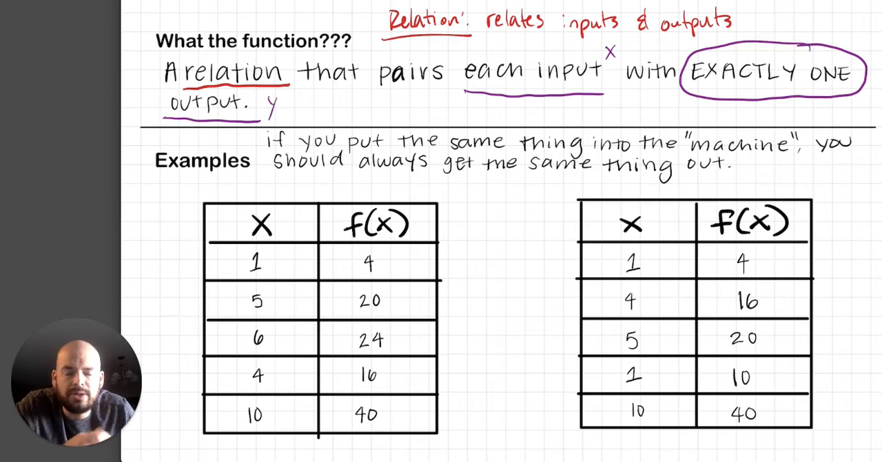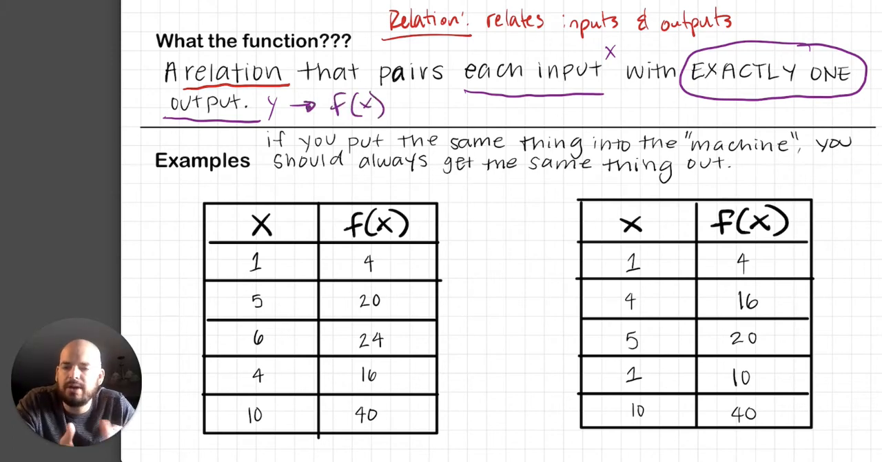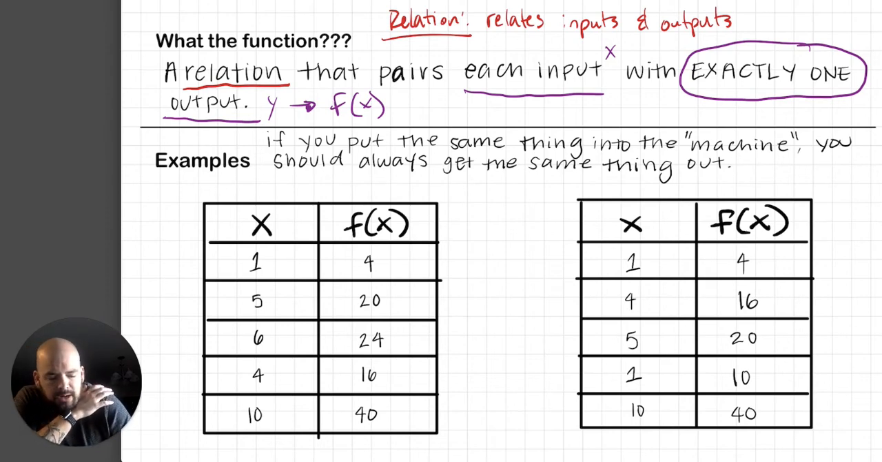Well, when we talk about functions specifically, instead of writing y, we're going to change that to be f of x. And all that means is the function of x. So if you put x in, you get the function of x out. Whatever that equation is, whatever it works to do to the x is what you get out of it. All right, so let's look at some scenarios. If you put the same thing into a machine, you should always get the same thing out.